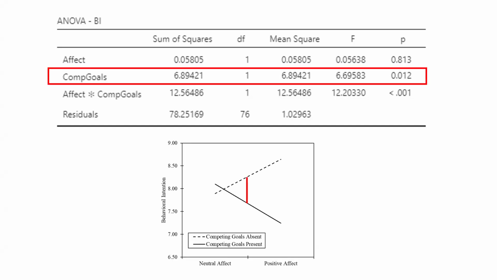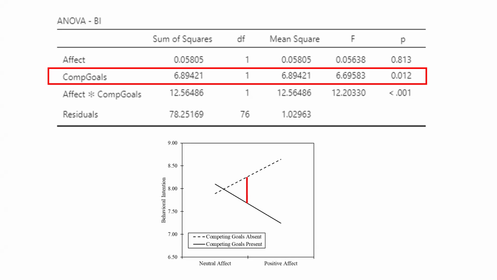So it's not significant. There is no significant main effect of affect. We do, on the other hand, have a significant main effect of competing goals. That's the average, or the middle, of that solid line, the competing goals present, versus the average, or the middle, of the dashed line, the competing goals absent. And so that's represented by that vertical red line there. So that effect is significant. So on average, people put forth more effort when they didn't have competing goals versus when they did.